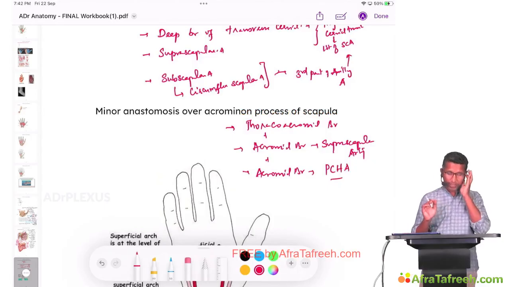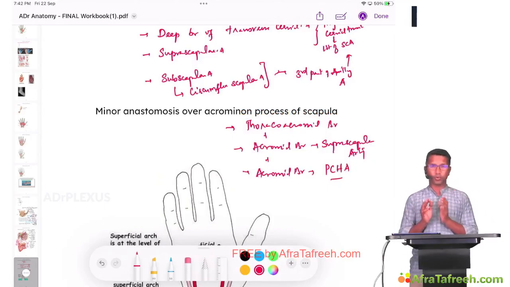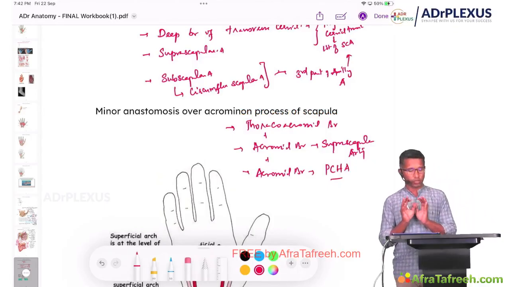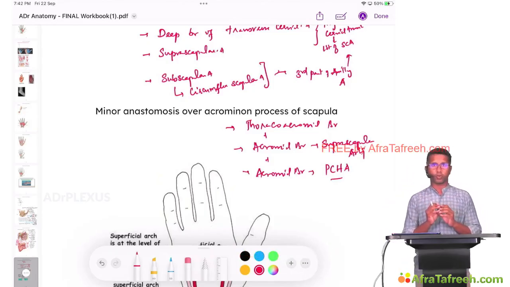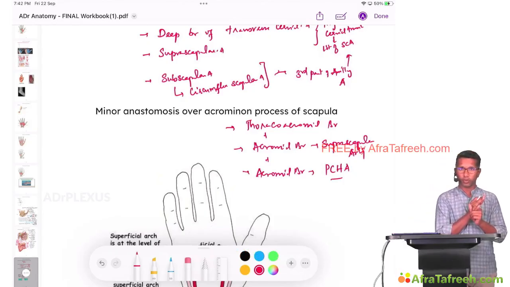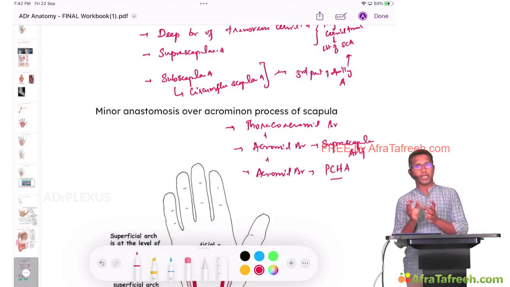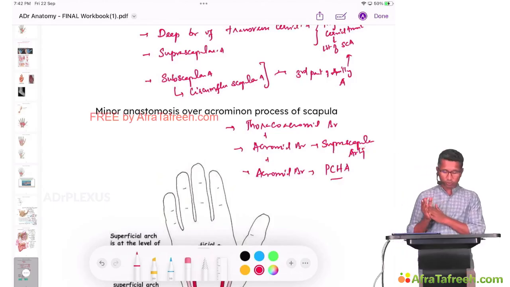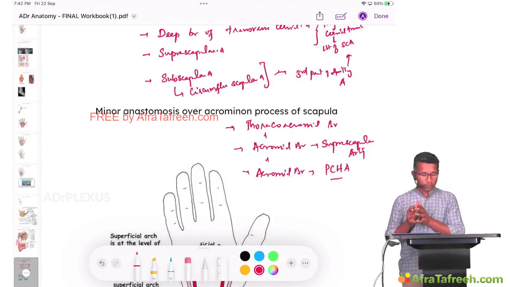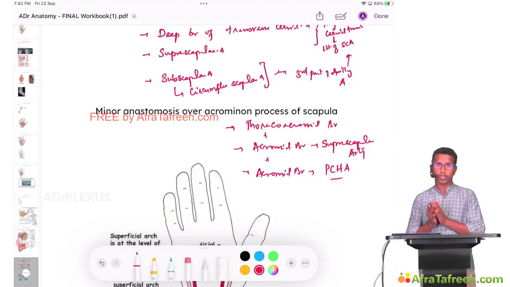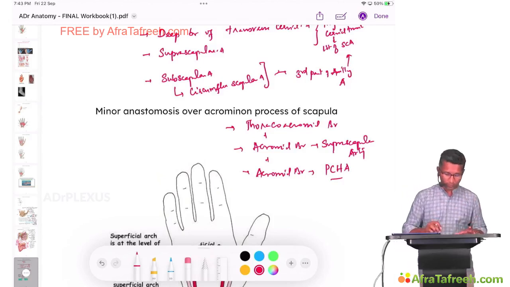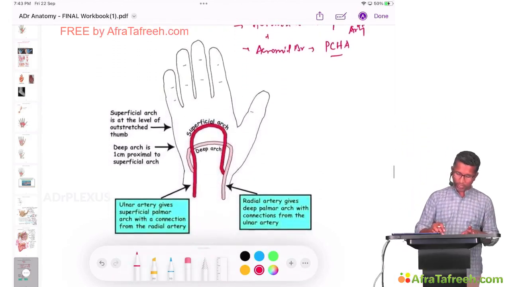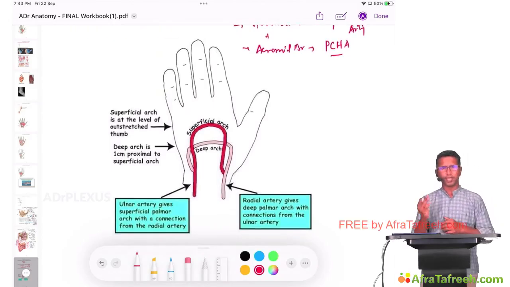See guys, this is not that important. The anastomosis around the acromion process and around the inferior angle of the scapula is not that important. Just to have an idea, around the acromion process, the acromial branch of the thoracoacromial artery, which is from the second part of the axillary artery, the acromial branch of the suprascapular artery, and the acromial branch of the posterior circumflex humeral artery give rise to an anastomosis around the acromion process. This is a minor anastomosis, so don't worry about it. Okay, now coming to the anastomosis around the palm region.